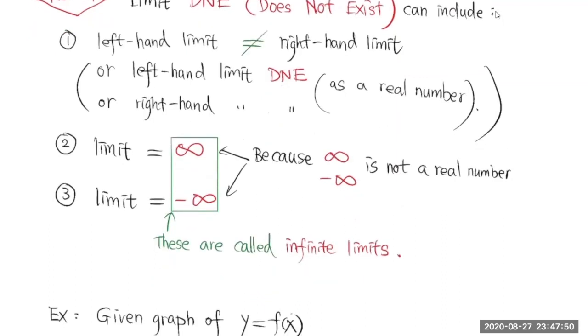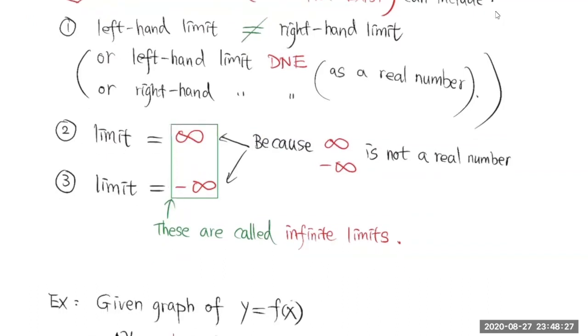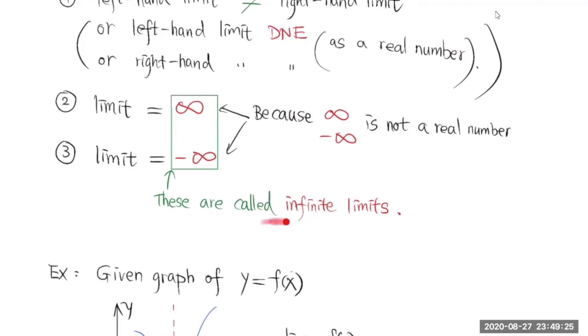Now another case where the limit does not exist is when the limit is equal to infinity or negative infinity. Because infinity and negative infinity are not real numbers, the limit does not exist as a real number. For the limit to exist, it has to exist as a real number. Now, when the limit is equal to infinity or negative infinity, we call those infinite limits.